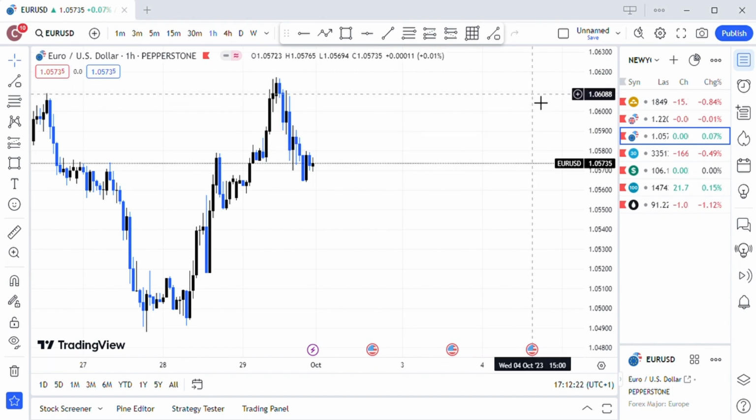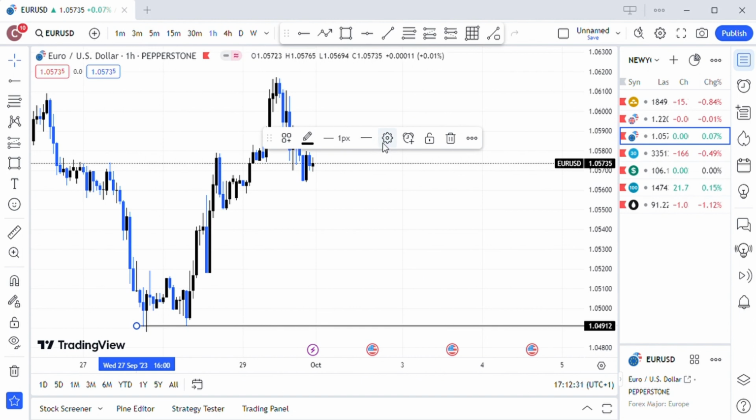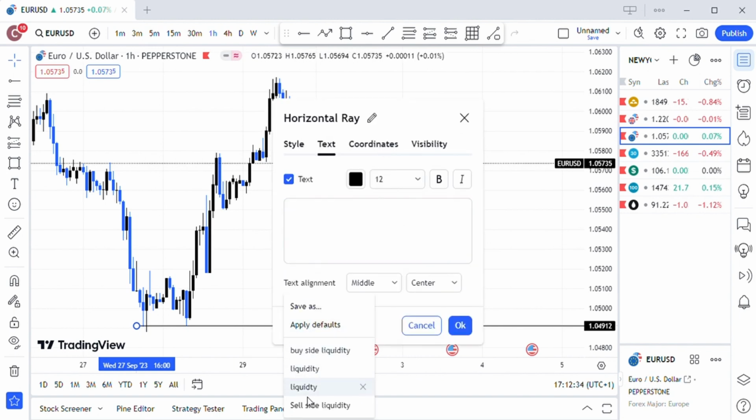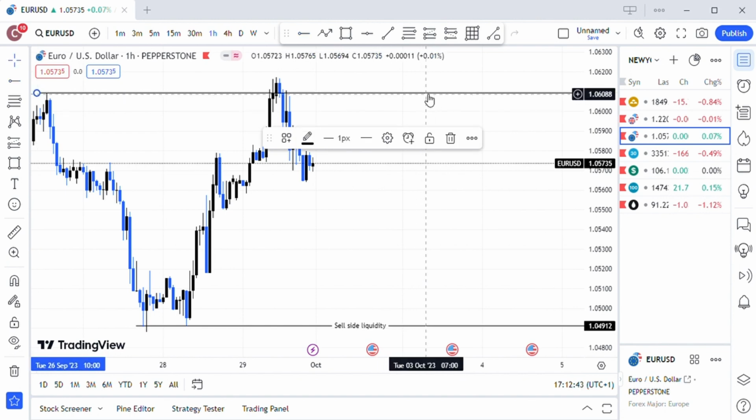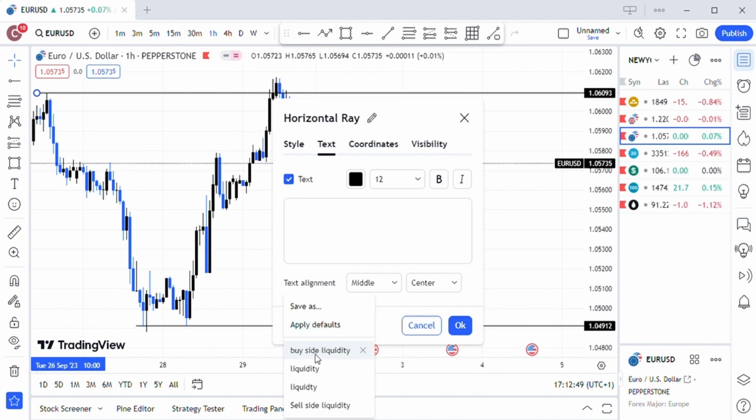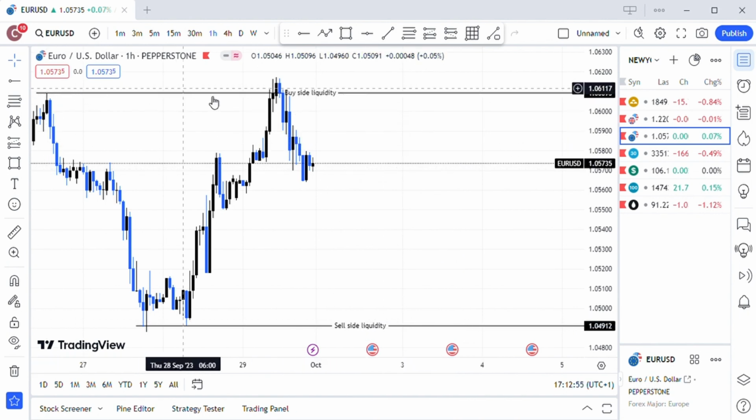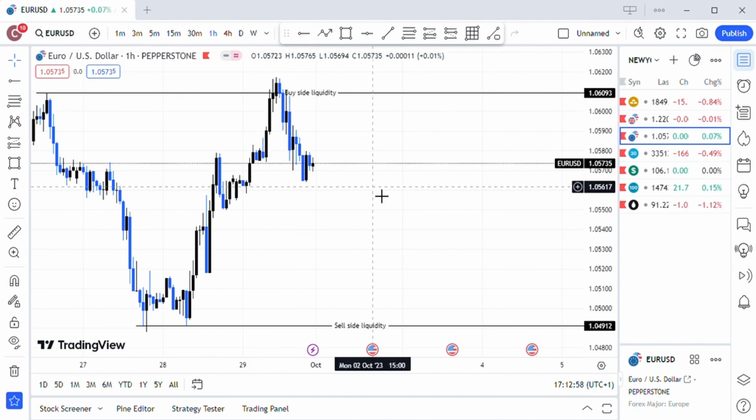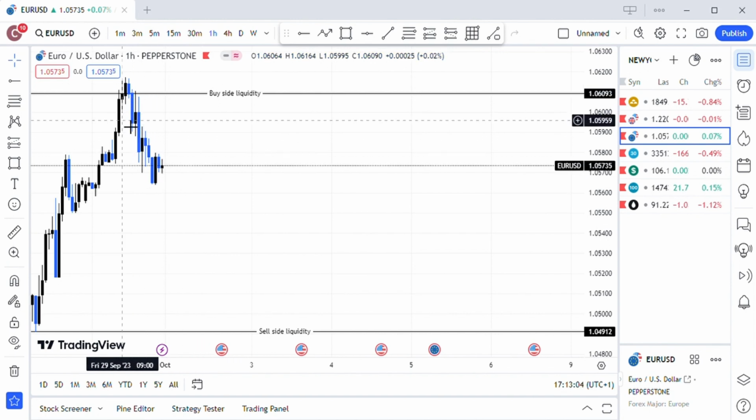So here now, here is our sell side liquidity. Sell side liquidity, and then here is our buy side liquidity. So as you can see now, the buy side liquidity has been taken. Then if you watch closely, there are no fair value gaps during this downward push.